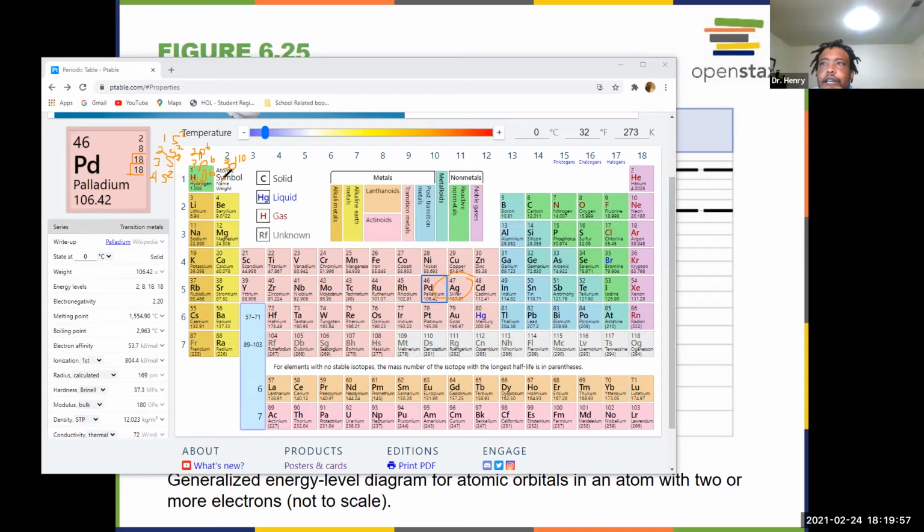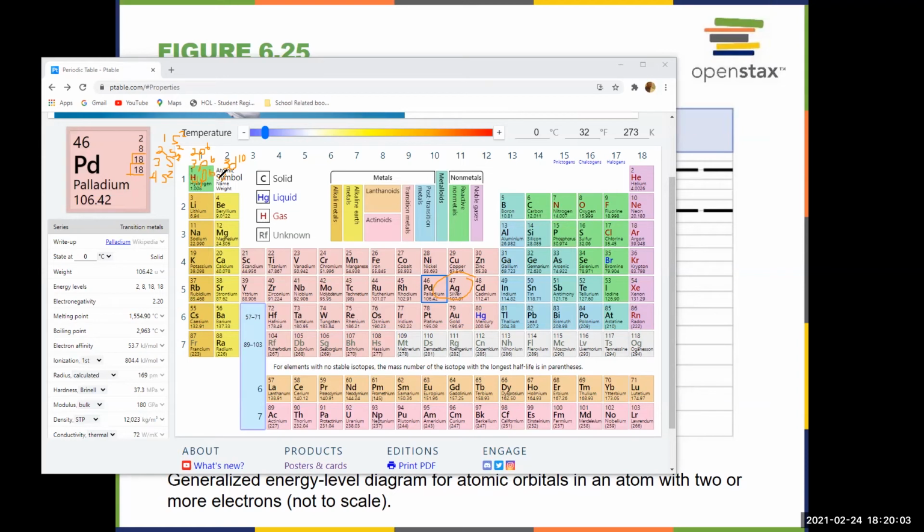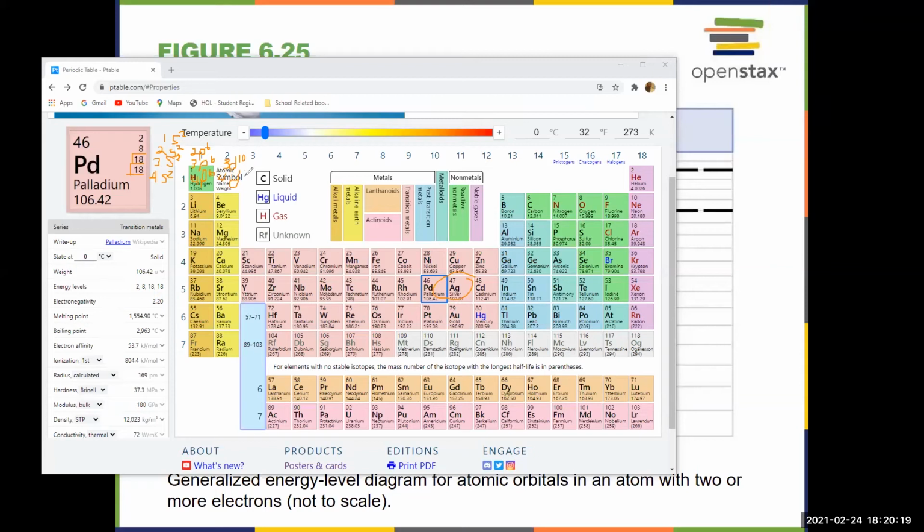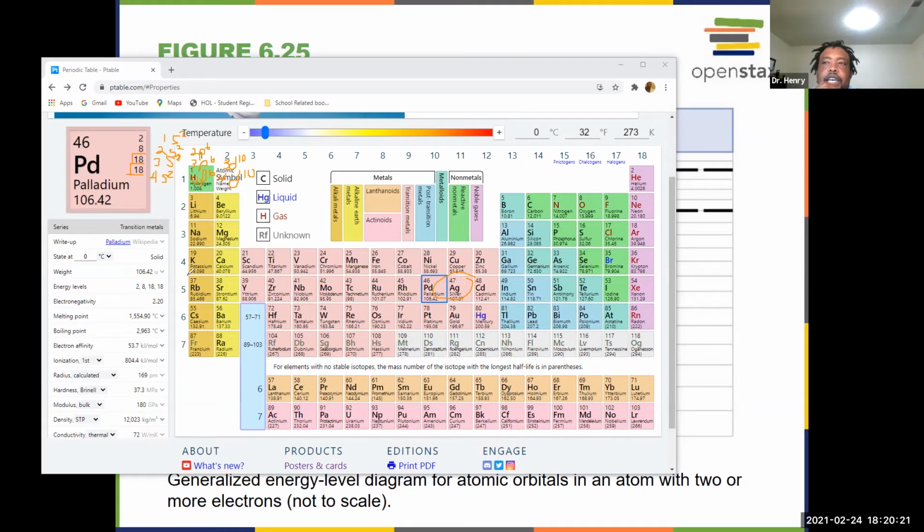So that would be 8. So then we need to do 5s2? 5s2. No, it wouldn't be. It's going to be 48. Is it going to be 48? I don't know, because we have 8 right now. So 40-10. So palladium actually takes the electrons from the 5s and puts them into the 4d.